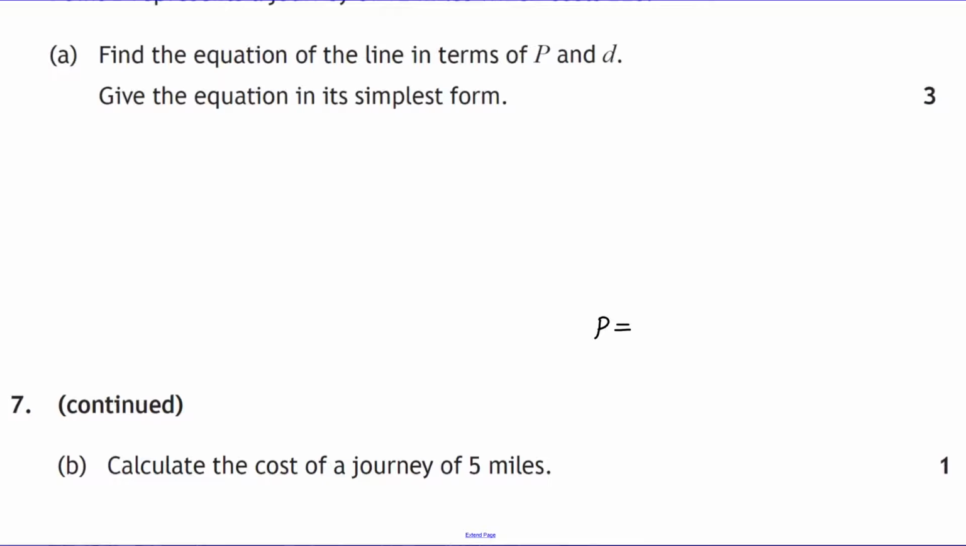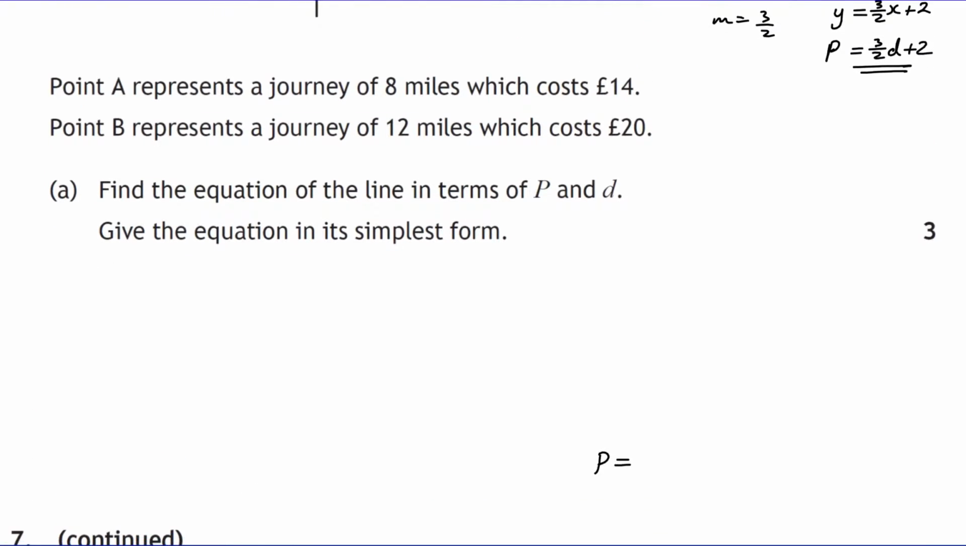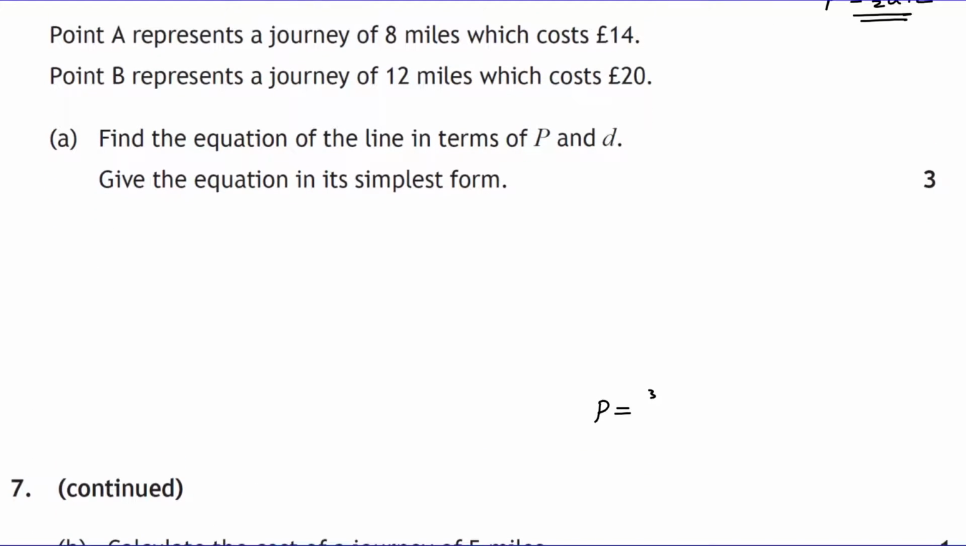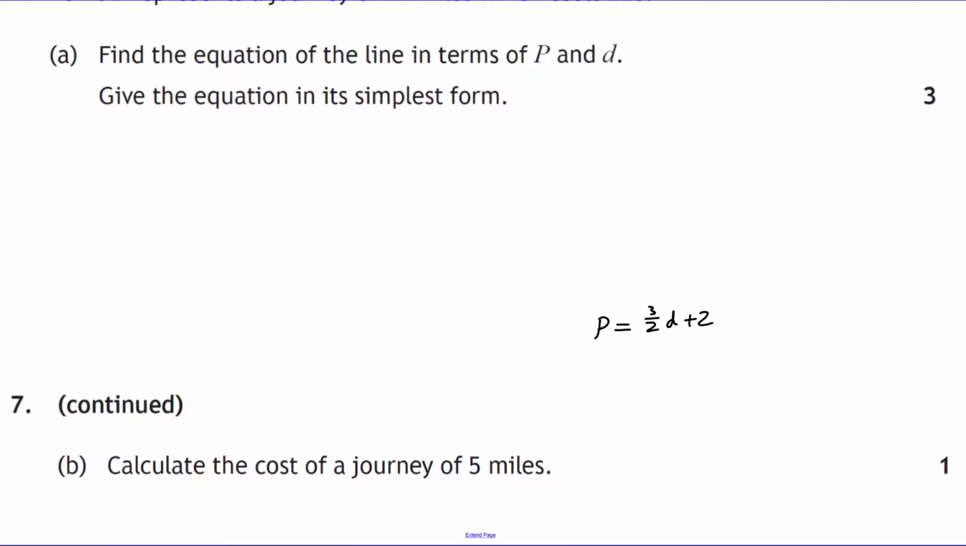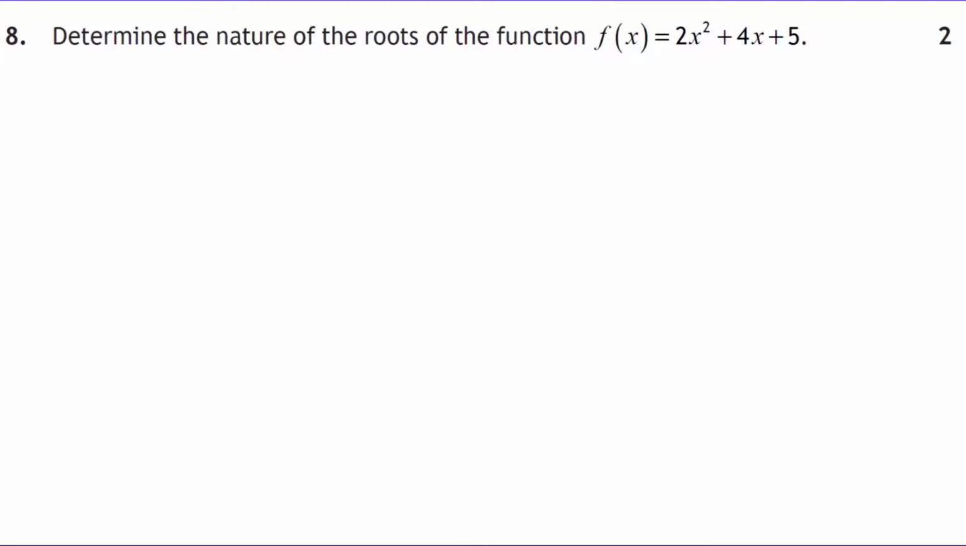P equals 3 over 2d plus 2. So we're going for a journey of 5 miles, so the distance is 5, so P equals 3 over 2 times 5. Again, that's just 1.5 times 5, which is 7.5 plus 2, which is 9.5, or £9.50 for the cost. Okay, question 8.